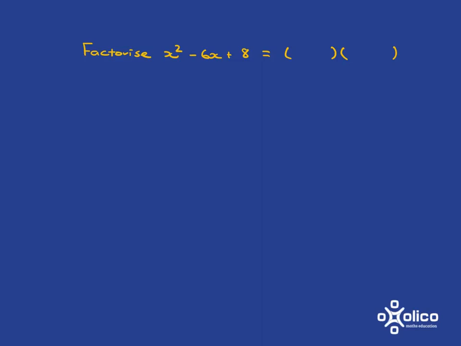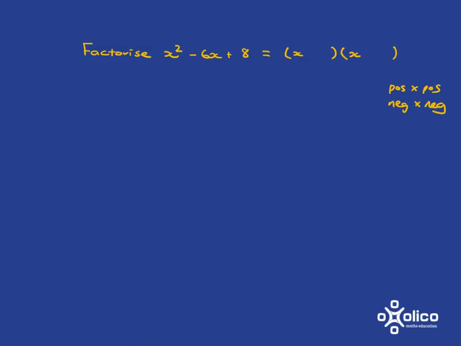From the pattern we've just observed, we know that each of these brackets will be of the form x plus something or x minus something. And what we've got to figure out now is what that something is. Now we know that this times this must multiply together to give us 8. So for two integers to multiply together to give us positive 8, we've either got to have a positive times a positive or a negative times a negative.